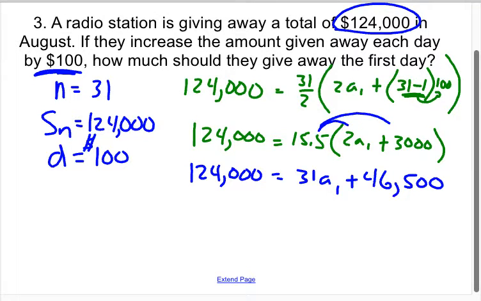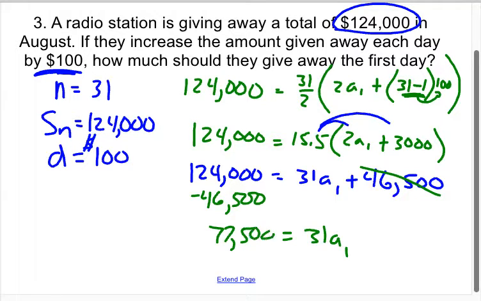Okay, so subtracting 46,500 and dividing by 31. Again, if I subtract 46,500 from both sides, this will be gone. 31a sub 1 equals 77,500. Divide that by 31. A sub 1, our first term, is going to be $2,500.